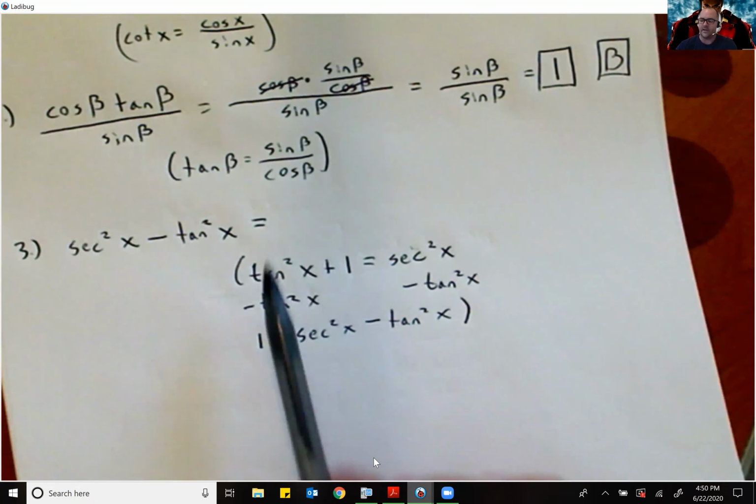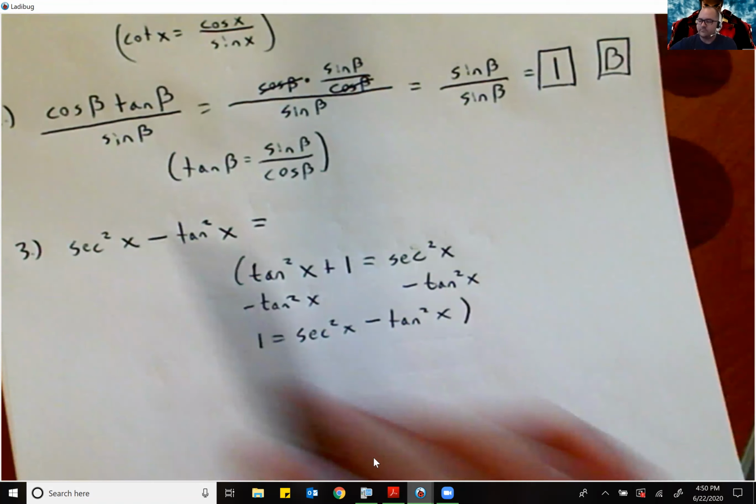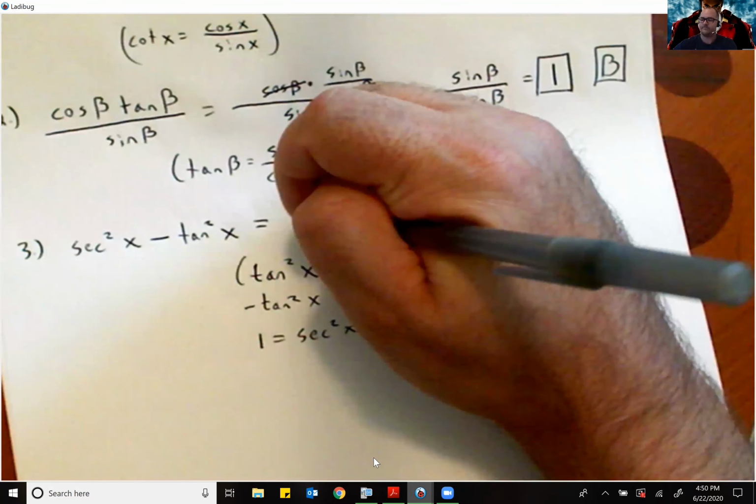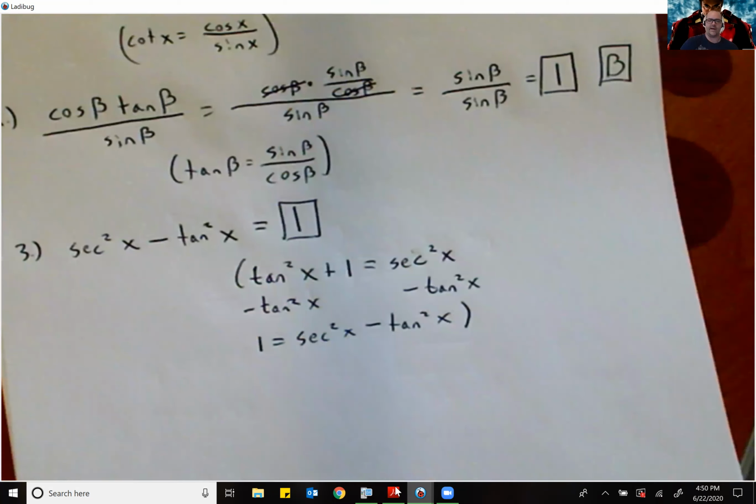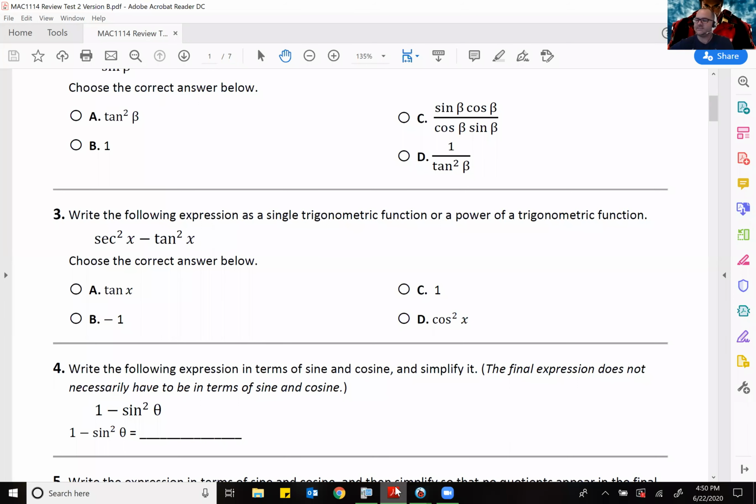Okay, so if you look right here, secant squared minus tangent squared matches this. It's in that same order. So what does this equal? 1. And when we go back, the answer would be C.